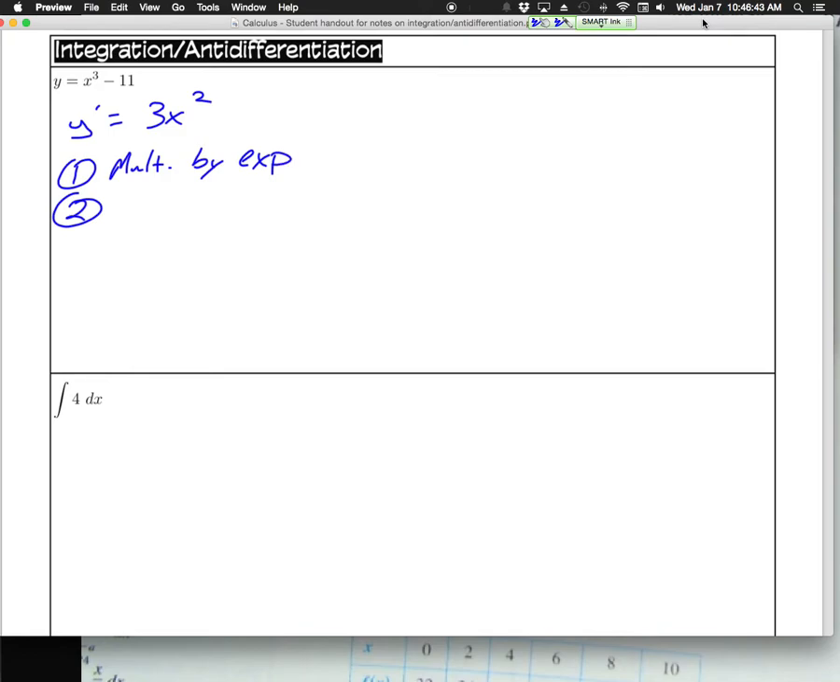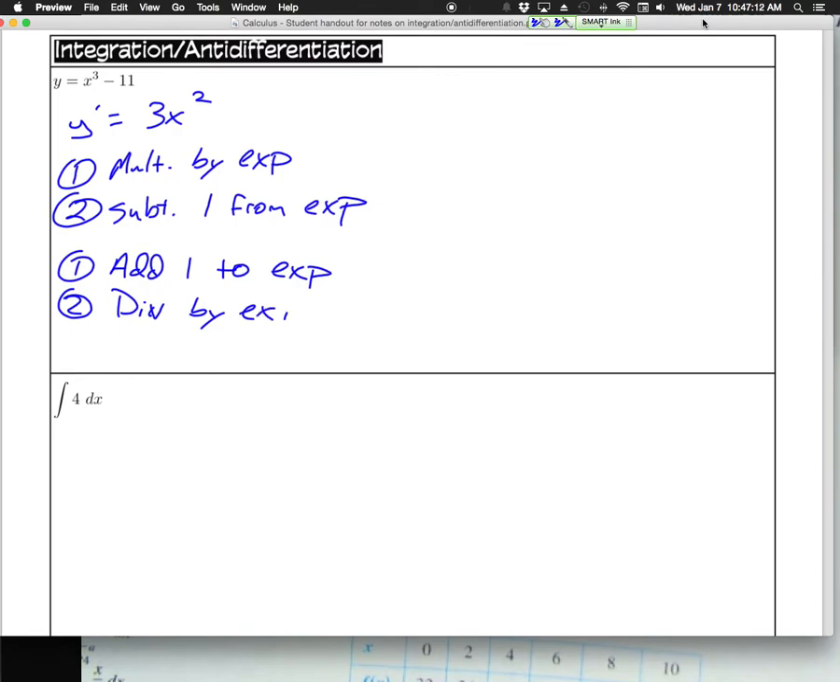And what else did we do? Subtract 1 from the exponent. So, what is the exact opposite of that going to be? Add and then divide. So the exact opposite is add 1 to exponents and divide by exponents. Those are the 2 steps we want to do when we're doing an anti-derivative.